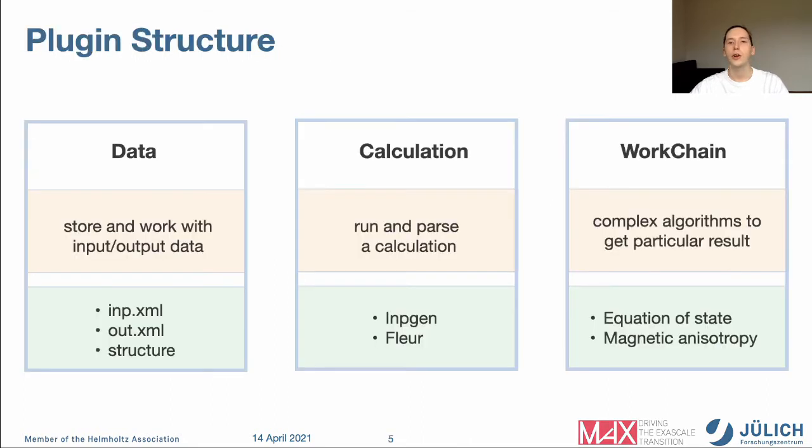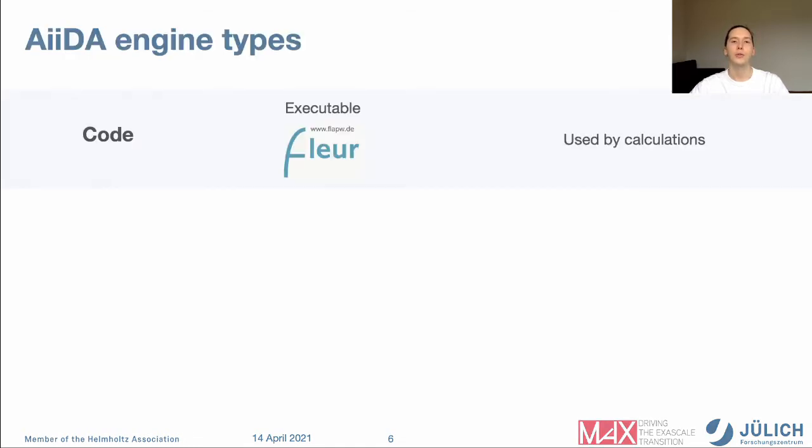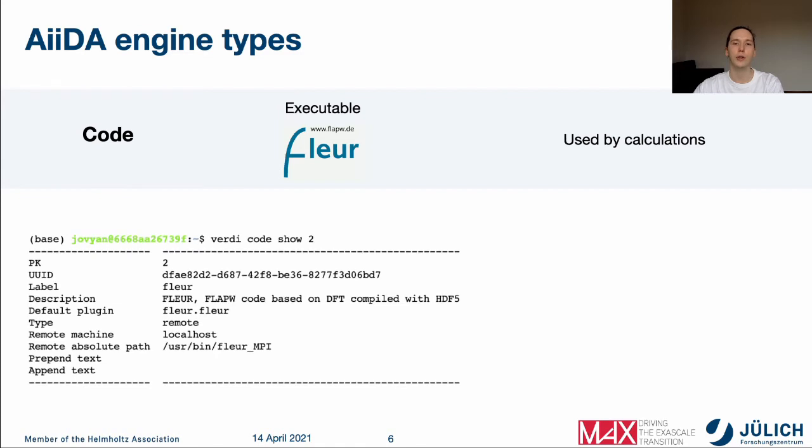Next, let's talk about the calculation concepts and see how a single Fleur calculation or a single inpgen calculation is represented in AiiDA and how to work with them. First, we need to define the concept of the code, how the code is stored in the database. Before using the code, one has to configure it following the official AiiDA documentation. We think that it's relatively straightforward. That's why we wanted to save your time and did this job for you. And you can find the pre-configured Fleur and inpgen codes in the tutorial.